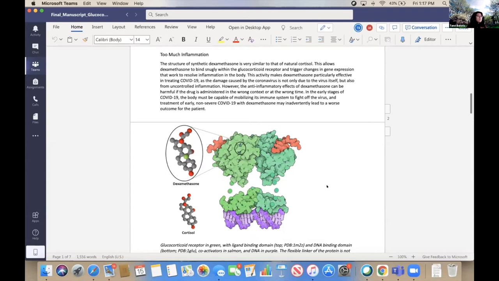However, the anti-inflammatory effects of dexamethasone can be harmful if the drug is administered in the wrong context or at the wrong time. In the early stages of COVID-19, the body must be capable of mobilizing its immune system to fight off the virus, and treatment of early non-severe COVID-19 with dexamethasone may inadvertently lead to a worse outcome for the patient.